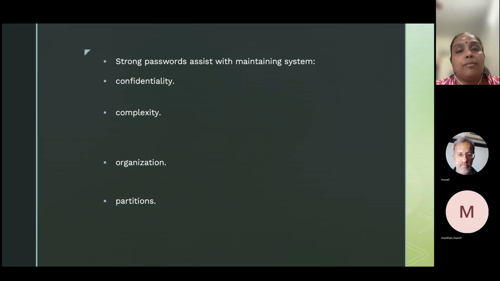Strong passwords assist with maintaining system what? Confidentiality, complexity, organization and partition. Now if you see, straight away partition and organization are negated. Yes, confidentiality.